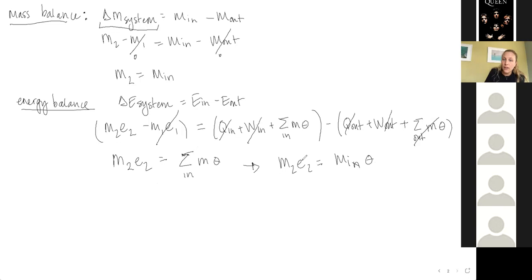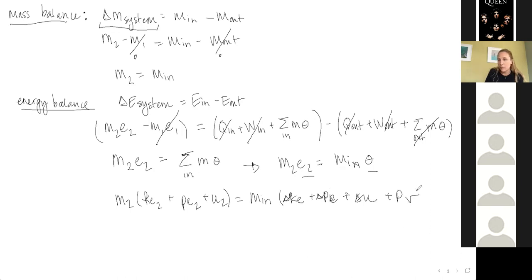Okay, so then converting the specific energy and this fluid flow energy into their full broken up equations, we have M2 times specific kinetic energy at point 2 plus our potential energy at point 2 plus our internal energy at point 2 is equal to our mass coming in times our change in kinetic energy of our system plus the change in potential energy of our system plus the change in internal energy of our system plus pressure times specific volume. These are still lowercase.